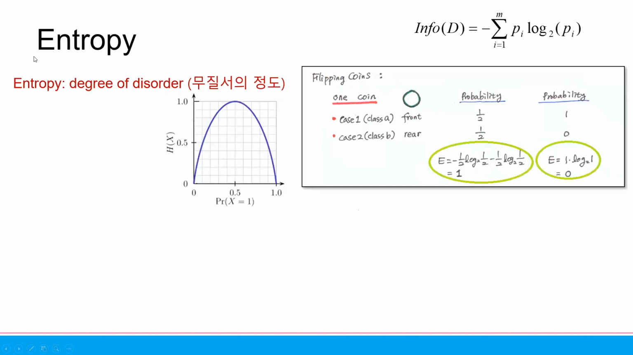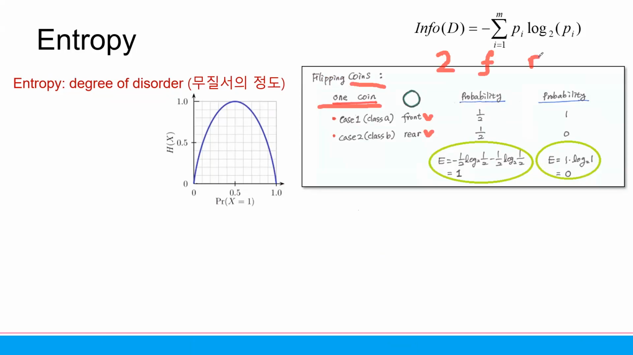Let's say I have a coin. In a coin, we have two sides, front and rear. Let's say I toss the coin, maybe two times. The first is front and the second is rear.